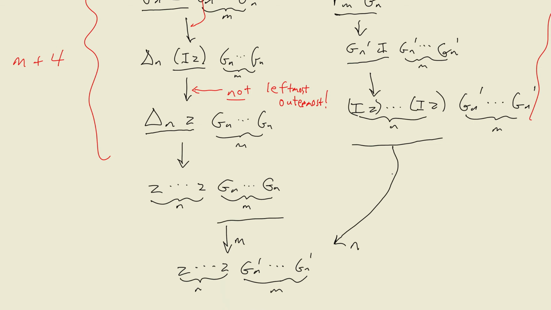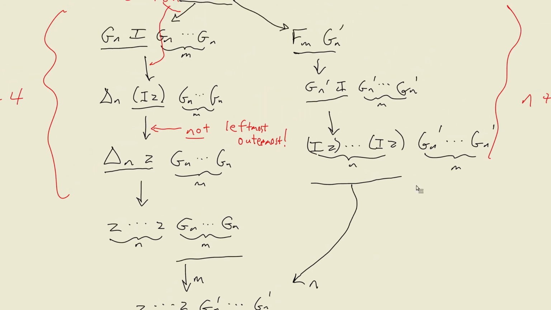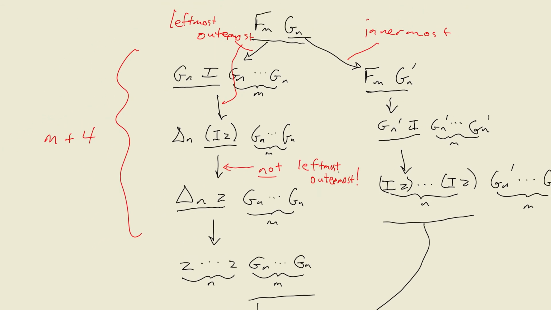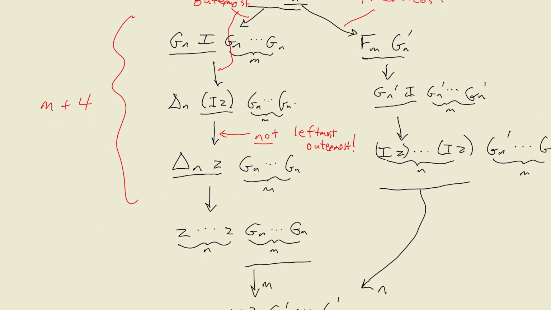I mean, this one over here, you could say, is innermost. You said this side, the left? Yeah. M plus 4. Because at the end, you do M reductions to get rid of these GNs.